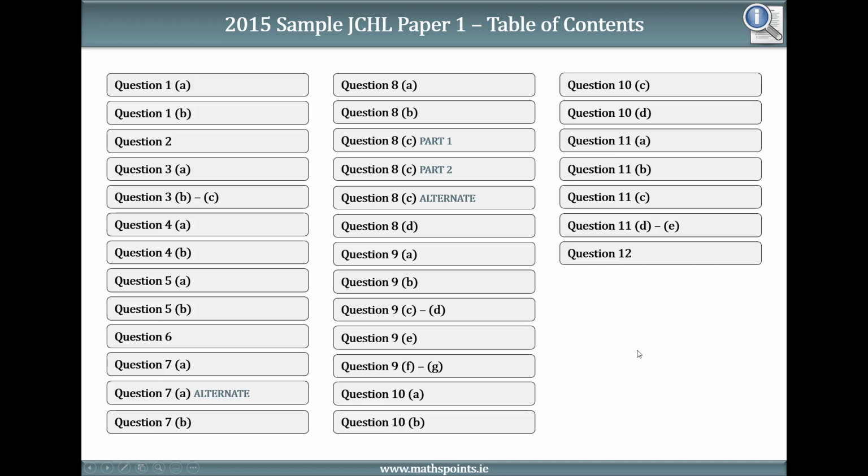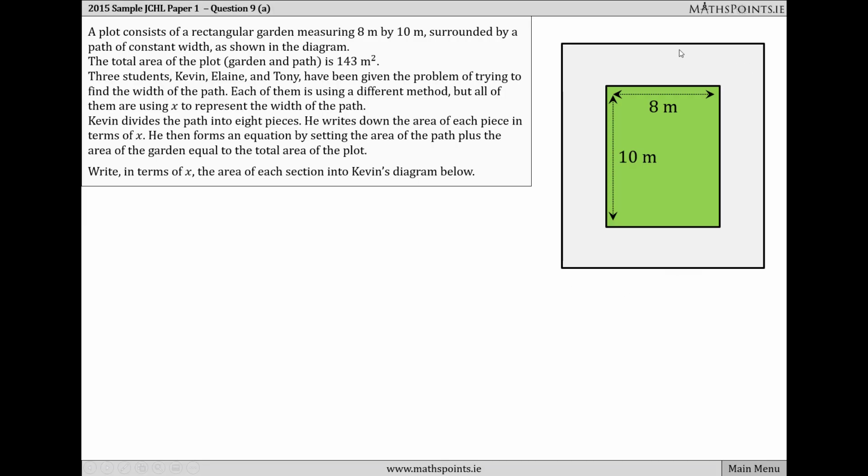So let's have a look at this area and algebra question from the Junior Cert Higher Level 2015 Sample Paper 1. So it's question 9, and we're given a plot of land consisting of a garden that measures 8 meters by 10 meters, surrounded by this grey path here of unknown width.